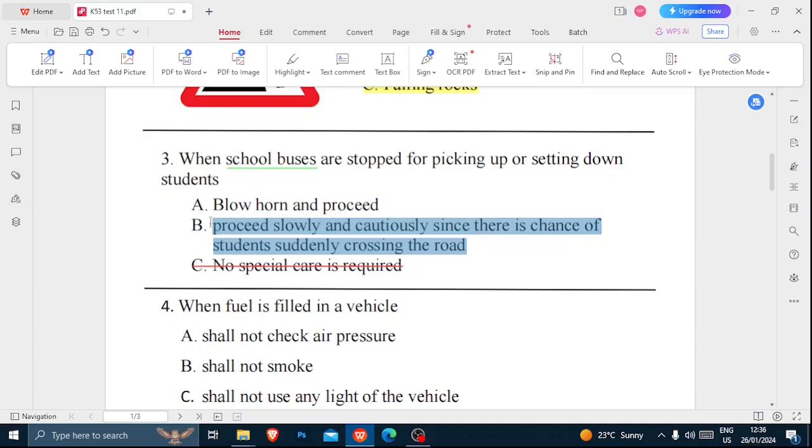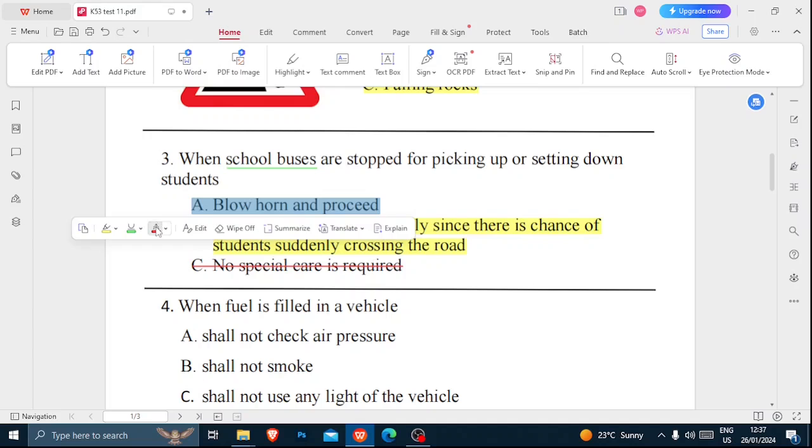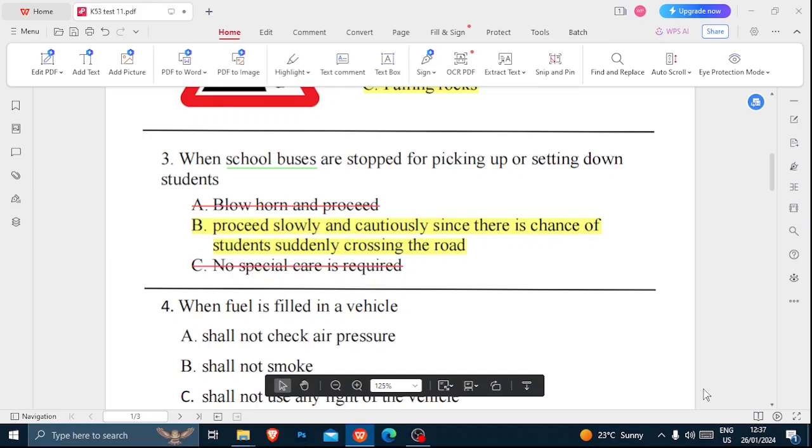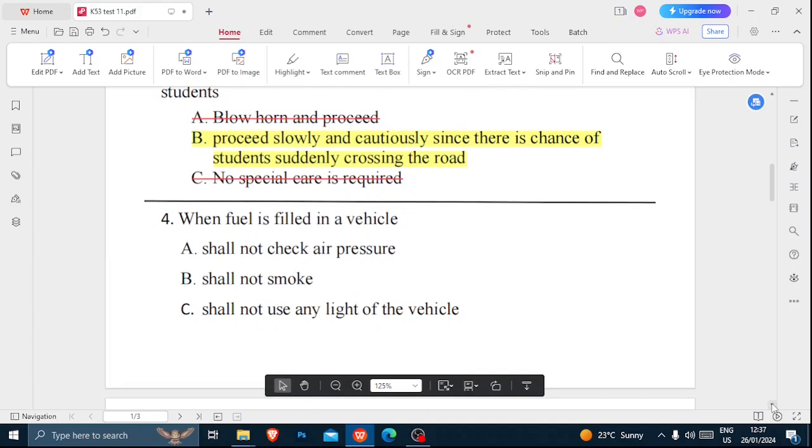So you might actually need to proceed slowly there, and if there is any student crossing the road, you might have enough time to stop before colliding with them. So that's our correct answer there. Let's move on to number four.